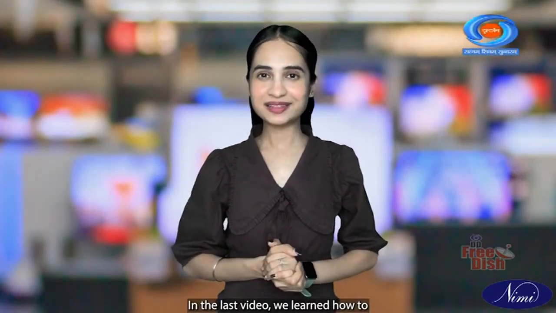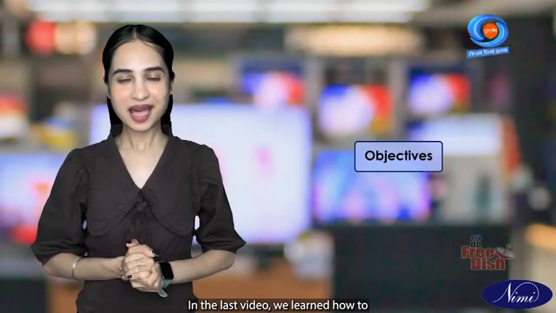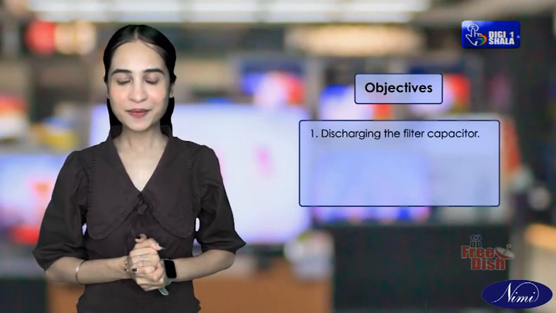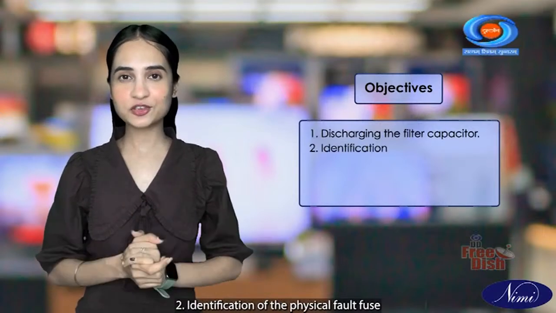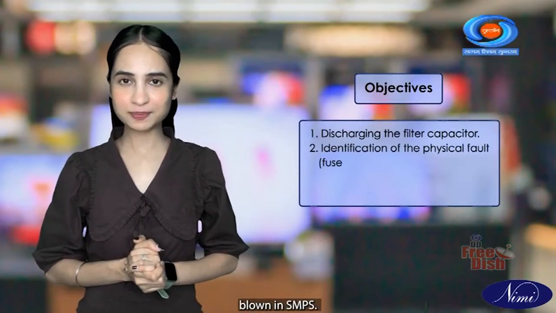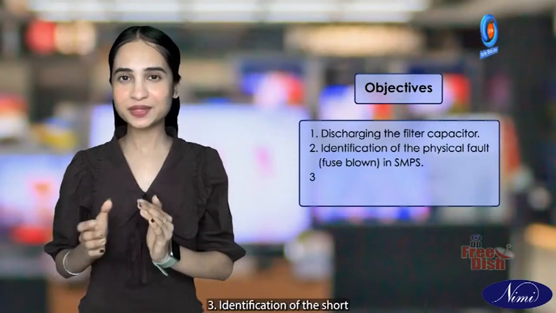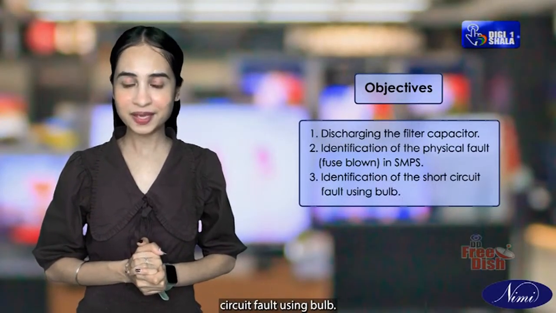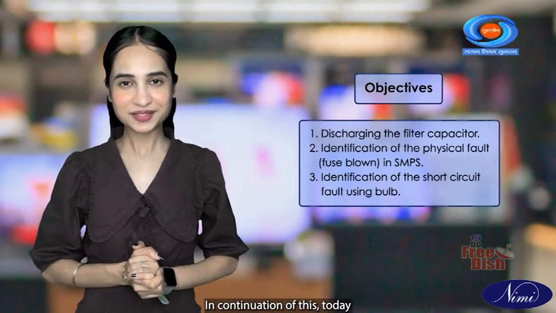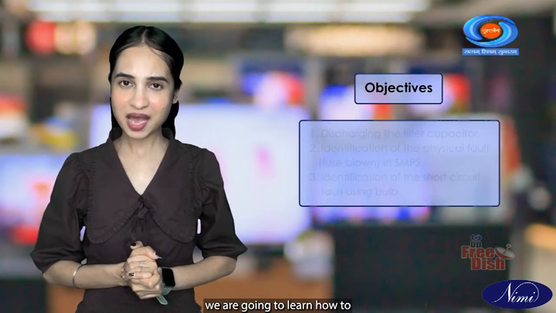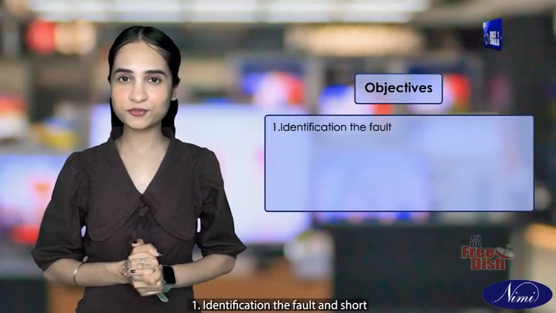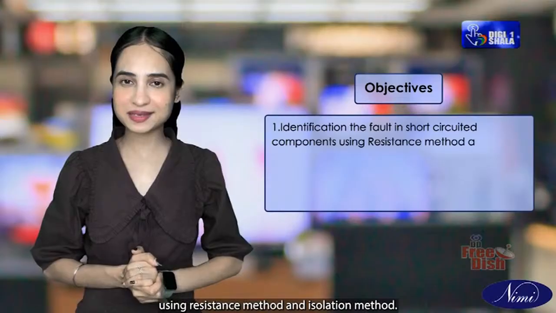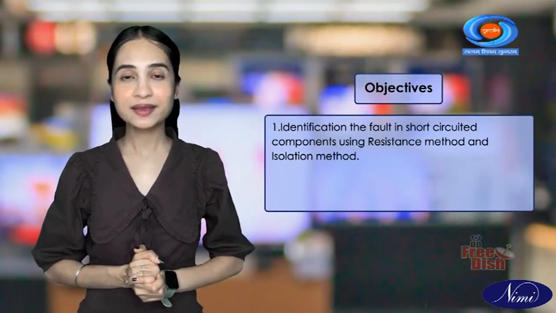Hello friends, in the last video we learned how to: number 1, discharge the filter capacitor; number 2, identify the physical fault, fuse blown in SMPS; number 3, identify the short circuit fault using a bulb. In continuation of this, today we are going to learn how to identify the fault in short circuited components using the resistance method and isolation method.